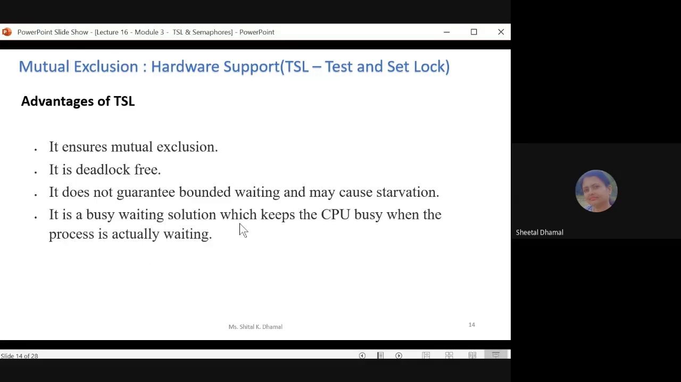And it is a busy waiting solution which keeps the CPU busy, because the CPU is always busy. Though a process is currently utilizing the CPU, at that time the value of the lock is equal to 1. And if another process tries to enter into the critical section, the CPU will not allow the other process to enter. So the CPU is always busy checking the value of the lock.